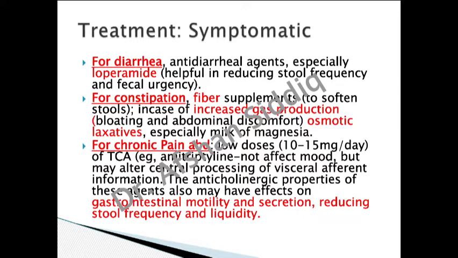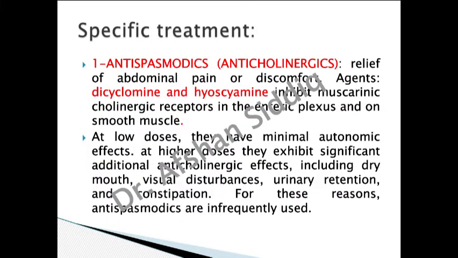Now come to the specific treatment. The specific treatment can be done by taking antispasmodic or anticholinergic agents that relieve abdominal pain or discomfort. The agents include dicyclomine and hyoscyamine, which inhibit muscarinic cholinergic receptors in the enteric plexus and on the smooth muscle, so they can minimize the pain.